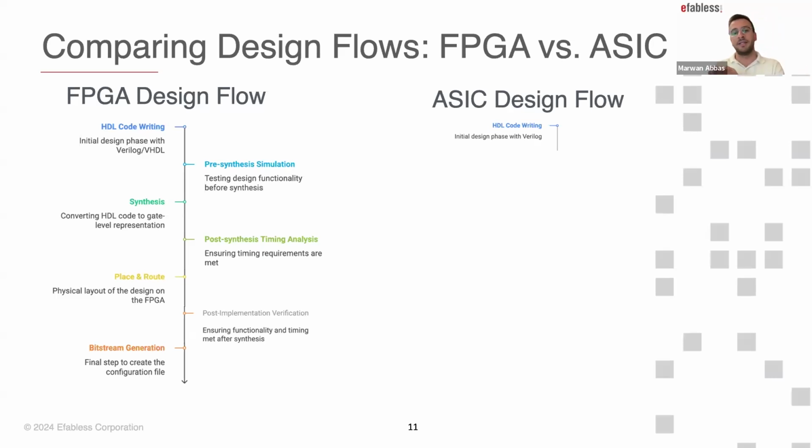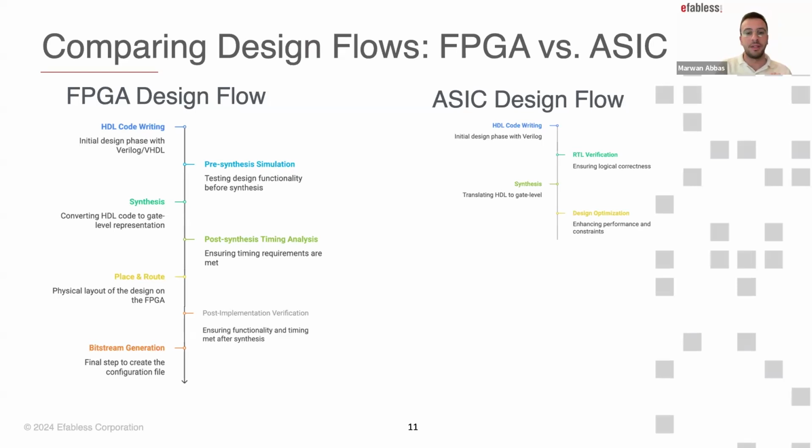The Verilog for ASIC is a little bit different than the Verilog for FPGA, and we're gonna cover that in a little bit. So after you write your HDL code, you do RTL verification to make sure that the logic is correct and you have a functional hardware description code. And then you do synthesis, which generates a gate level netlist that is optimized for ASIC implementation.